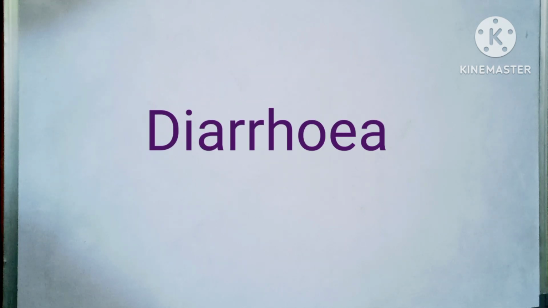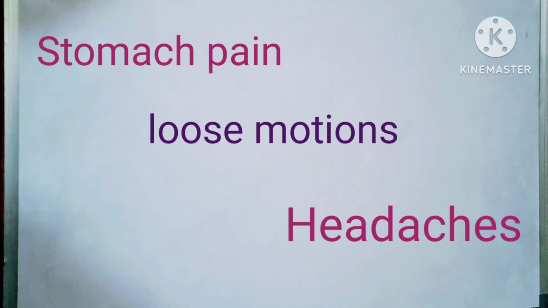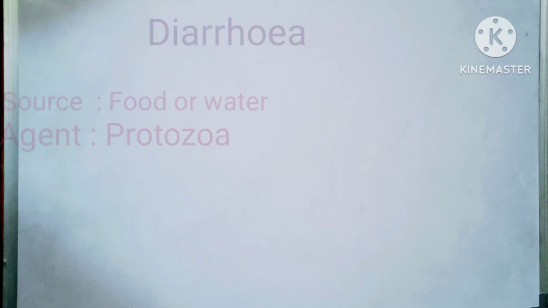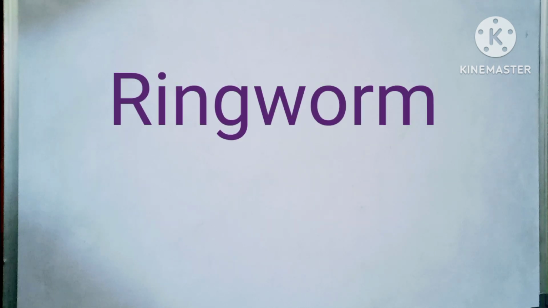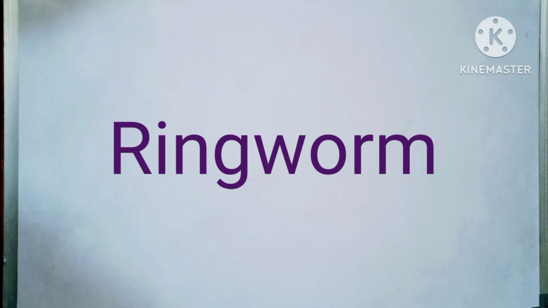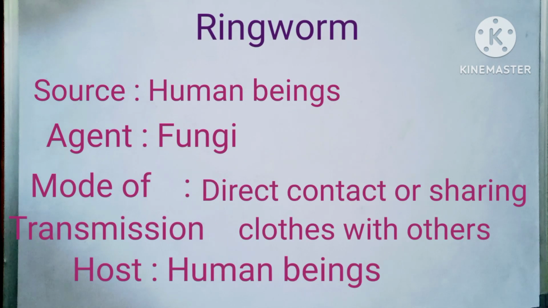Let us see the next, diarrhea. The symptoms include stomach pain, loose motion and headache. And let us see the four main things that have to be present in diarrhea. Let us see the next, ringworm. The symptom is a circular rash that looks like a ring and is usually red or itchy. And these are the four main things that have to be present in ringworm.